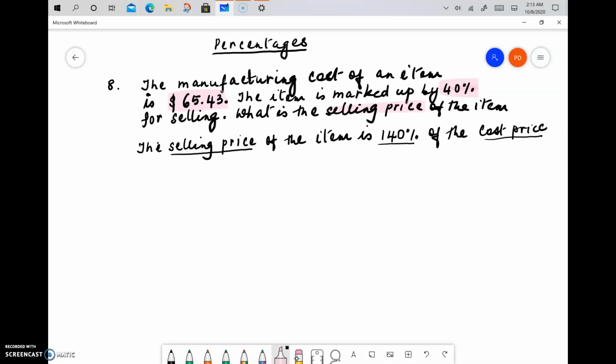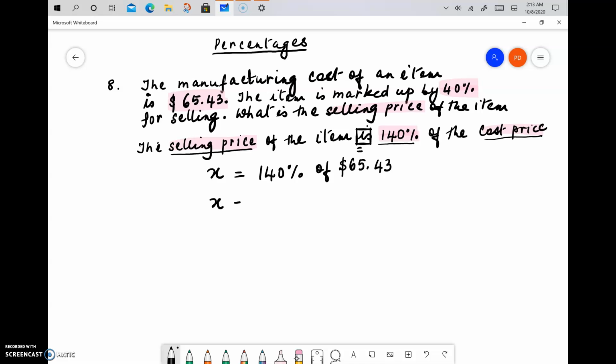So the selling price of the item is, since it's marked up by 40%, 140% of the cost price of the item. We don't know what the selling price is, so we're going to call it X. That is equal to 140% of the cost price, which is given to be $65.43.